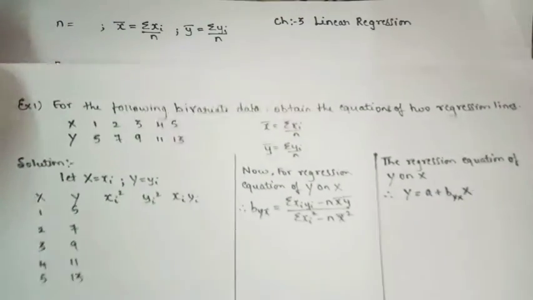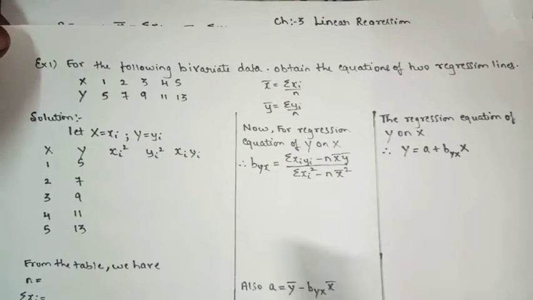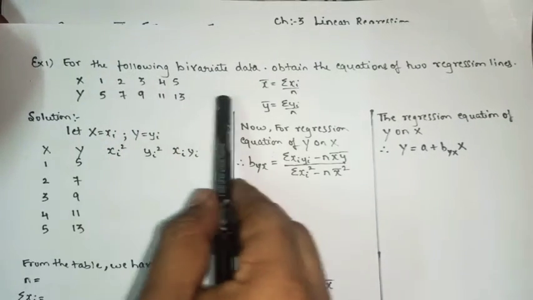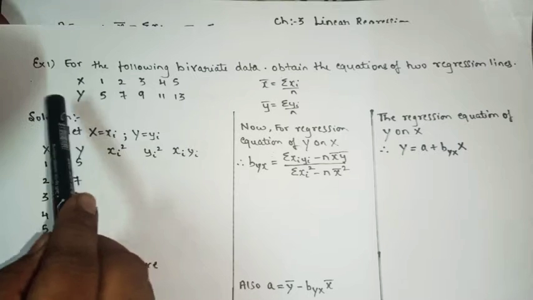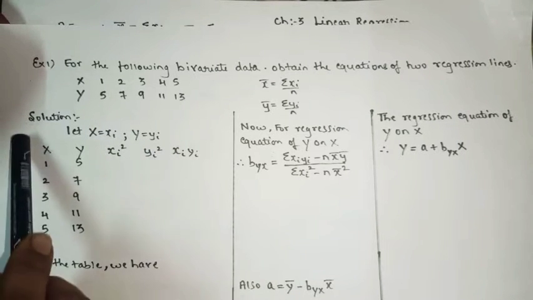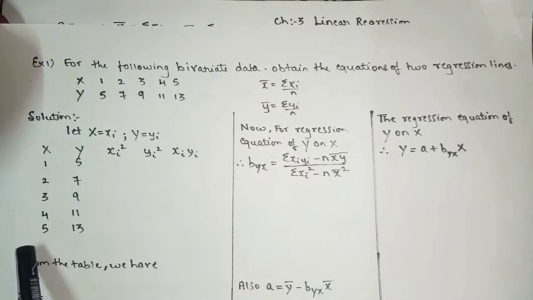Okay. Your question will be in this form. You will have the value of x and y. You will consider this x as xi and y, capital Y, as yi. Then after that you will construct a table.